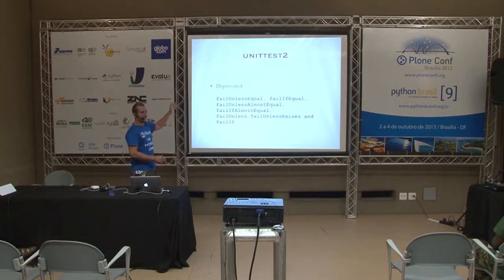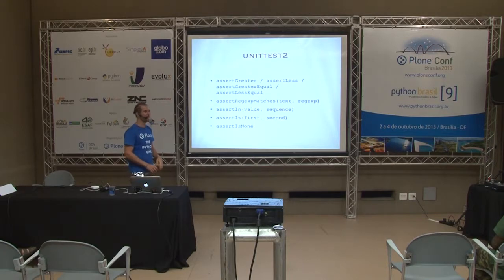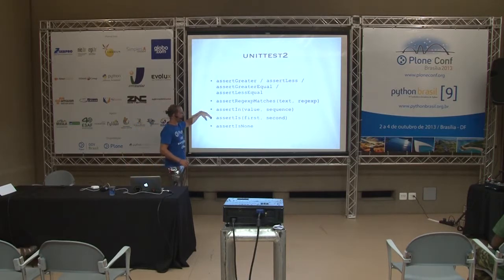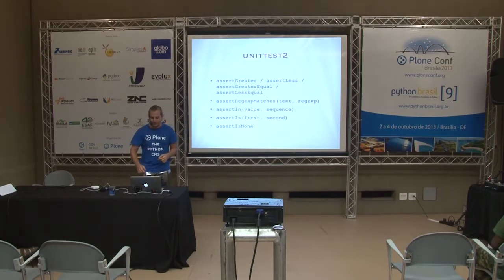So because you're not supposed to use fail, these are all deprecated now, but you have a bunch of new ones which are really cool. For example, I really like assert in, to assert if something is in a list or something is in a dictionary or something is in a string. And for all of this, you also have the negative, so you have assert not in or assert is not none. So you have both ways.